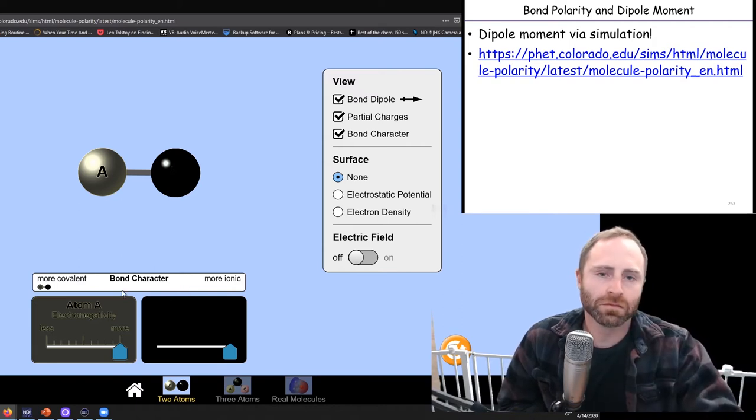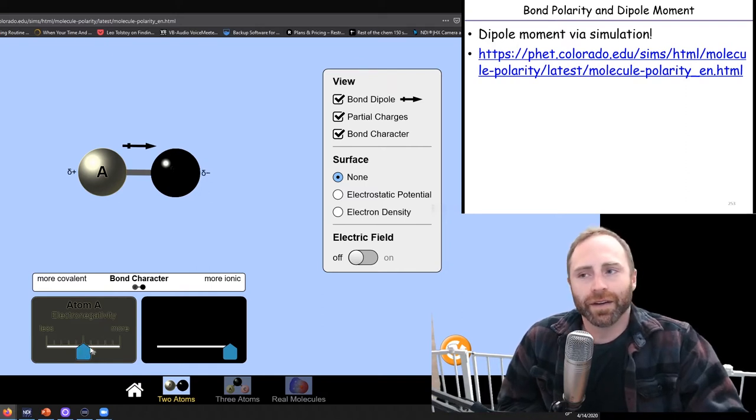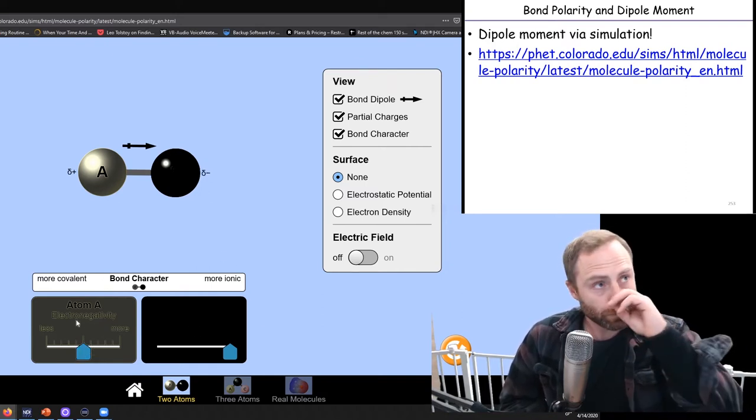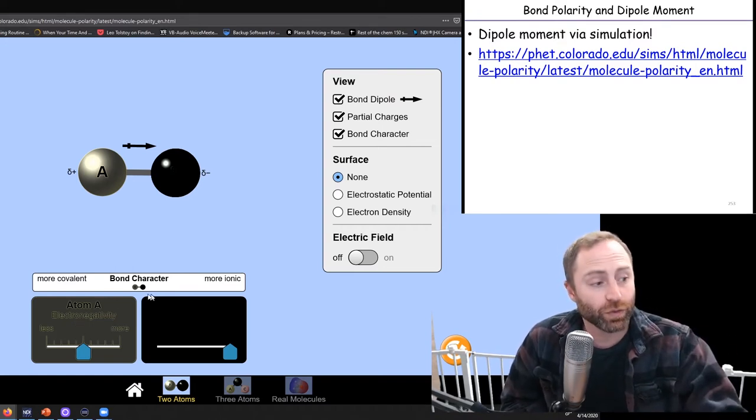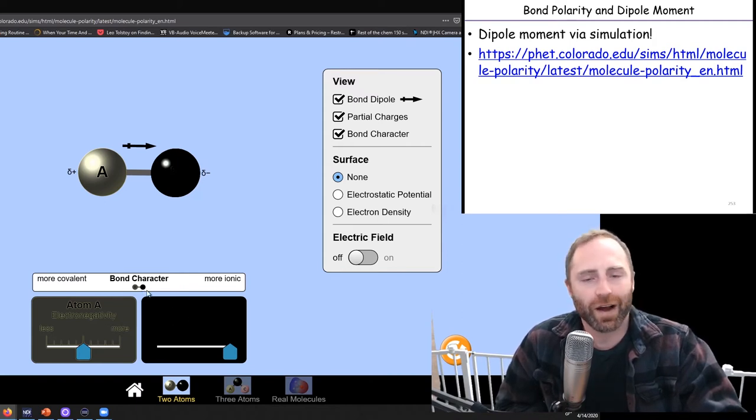So on that scale, can a bond be kind of covalent, kind of ionic? Or is it either covalent or ionic? Yeah, so right here, by saying that our atom A is kind of electronegative, kind of isn't, compared to atom B, we've landed where our bond character is halfway between covalent and ionic.